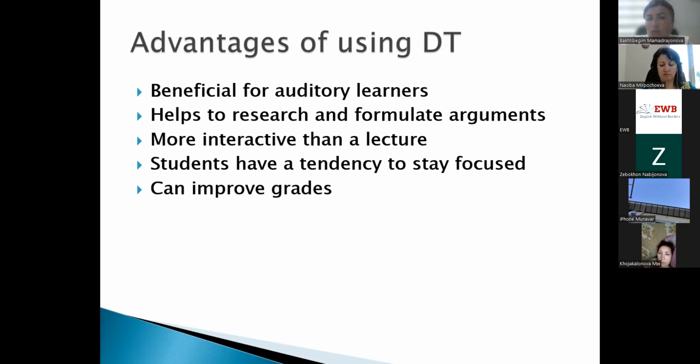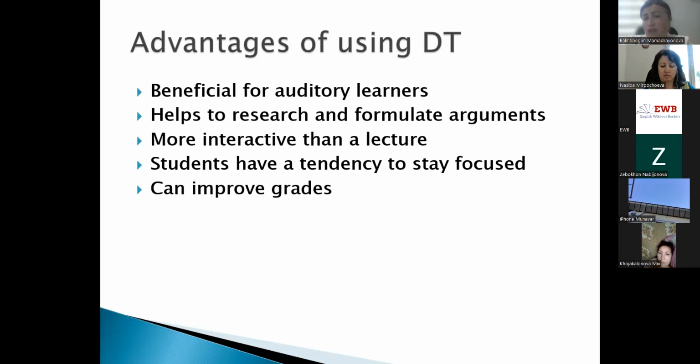The next one helps to research and formulate arguments. So research, of course, in a discussion process, students research information from each other because different ideas, this is also a kind of researching. They see different points of view, and they formulate when they listen to other thoughts. They can quickly formulate their arguments. They know what to say, how to oppose the ideas.